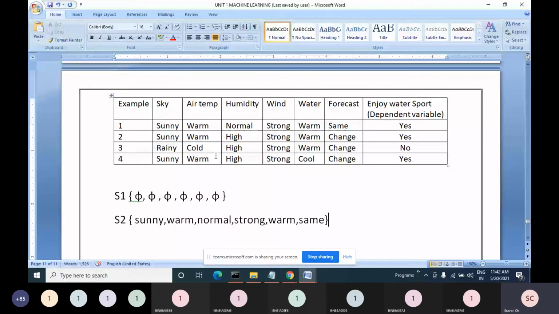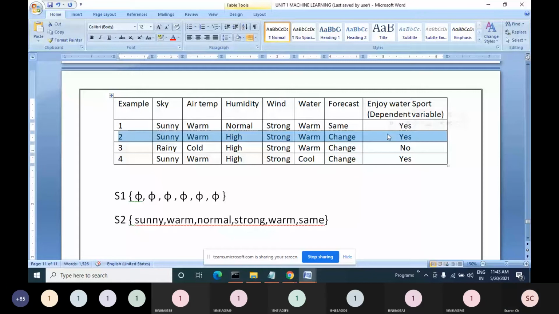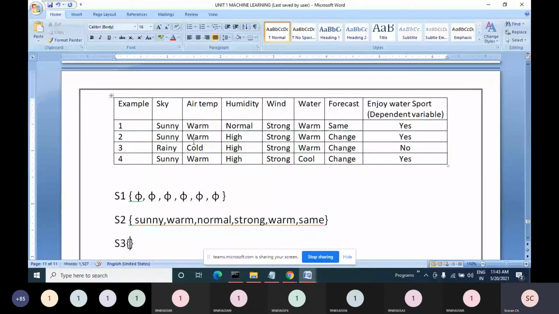If you observe, the second record is also a positive example. Now what should I do? Whenever it is a positive example, I am going to update my most specific hypothesis. So what is my latest S? S2. So this will be updated, and it should become S3. Now what will come in S3? That is important. Please observe this carefully. In the second record, what is the first parameter value? Sunny. What is the value in S2? Sunny. Both are the same, so write it as it is.